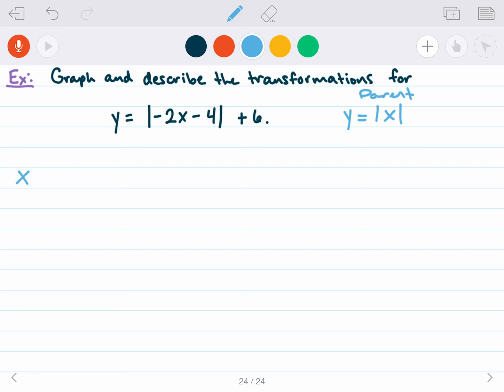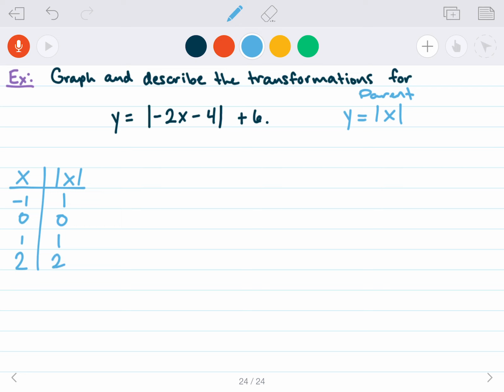And let's get a table going for it. I'm going to do -1, 0, 1, 2. Remember, when I put anything in the absolute value bars, it's going to give me the positive version. So the positive version, the absolute value of -1 is simply going to be 1. Absolute value of 0 is 0, absolute value of 1 is 1, absolute value of 2 is 2.